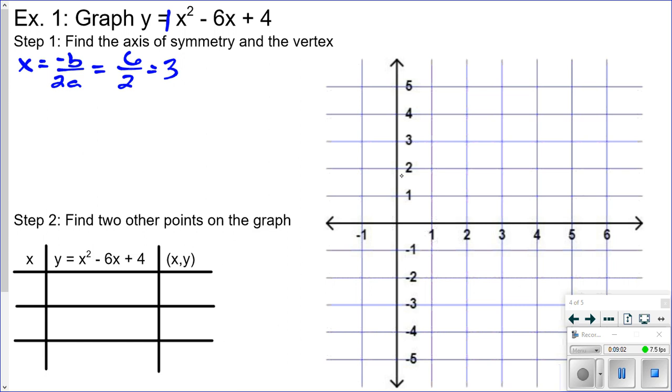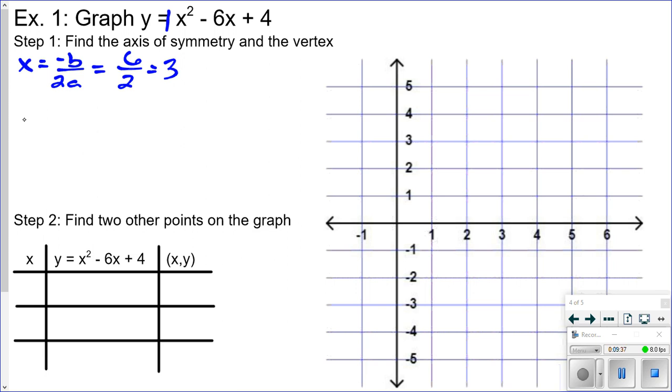Okay? So that means you could, if you wanted, put a dashed line here through x equals 3, a vertical line here. And we know that the right side of the graph and the left side of the graph are going to be symmetrical. They're going to be mirror images of each other. So let's go ahead and find the y value. To find the y value, I'm going to substitute this x value into my function and find what y is equal to. And when I find that, I'll have the x and y coordinates of the vertex.